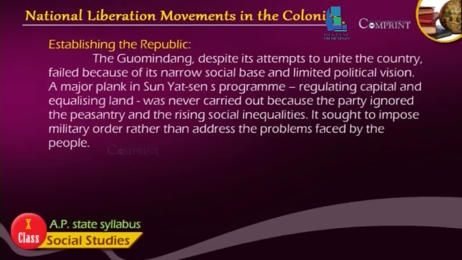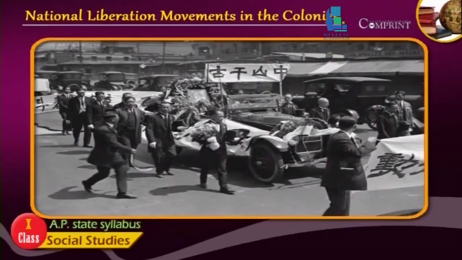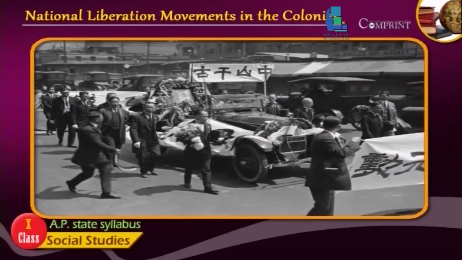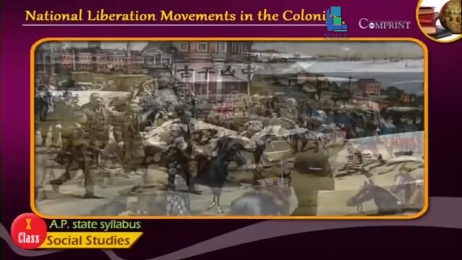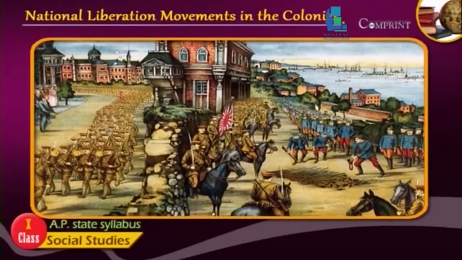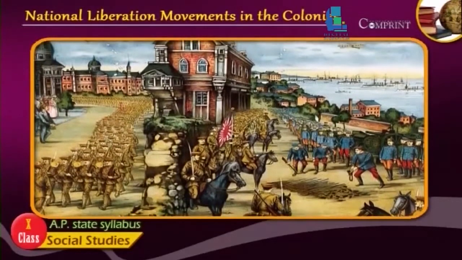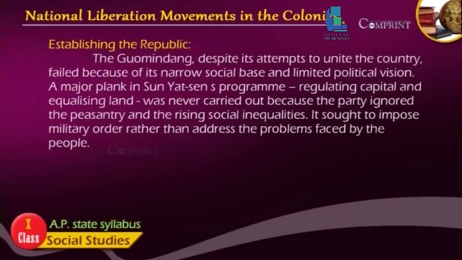The Kuomintang, despite its attempts to unite the country, failed because of its narrow social base and limited political vision. A major plank of Sun Yat-sen's program, regulating capital and equalizing land, was never carried out because the party ignored the peasantry and the rising social inequalities. It sought to impose military order rather than address the problems faced by the people.